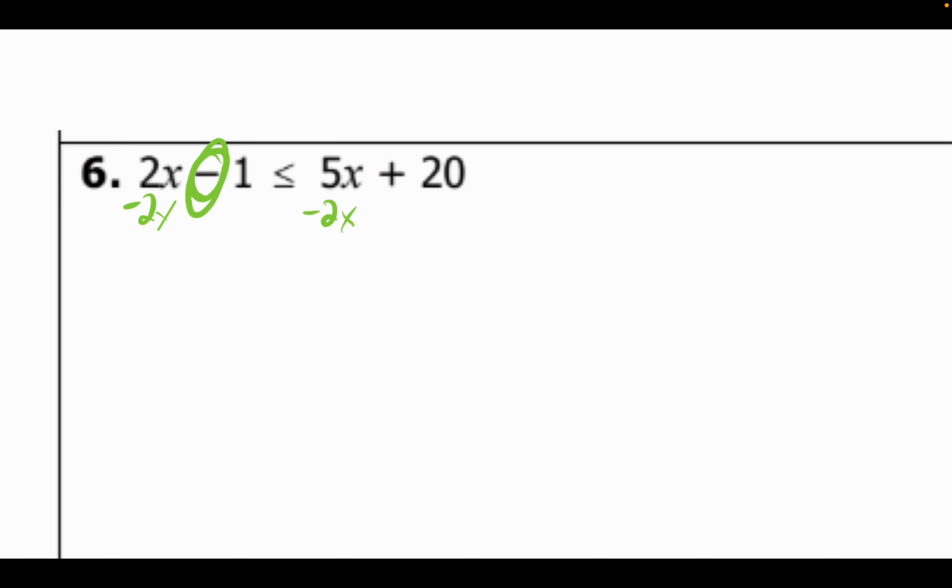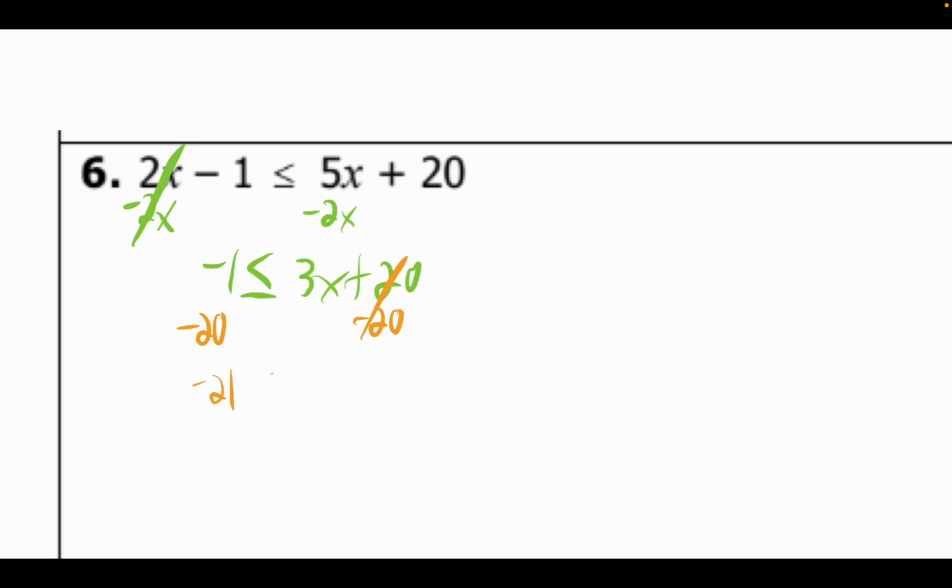Even though this minus is here, that minus is with the 1, the 2x is still positive. And so we have 2x minus 2x is 0. I get negative 1 is less than or equal to 3x plus 20. Then I will subtract 20 to move my numbers to the side opposite my variables. So now I have my variables on the right, numbers on the left. As long as they're opposites, that's what I care about. That's less than or equal to 3x. Then I'm going to go ahead and divide by 3 to undo the multiplication of 3. And I get negative 7 is less than or equal to x.